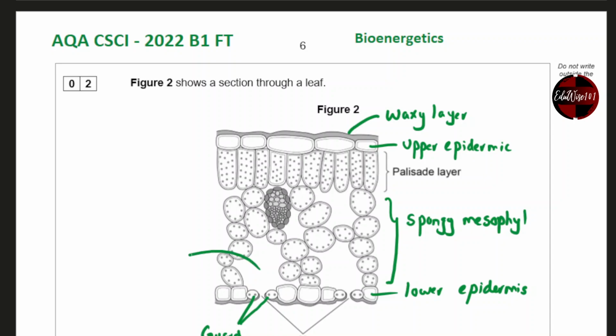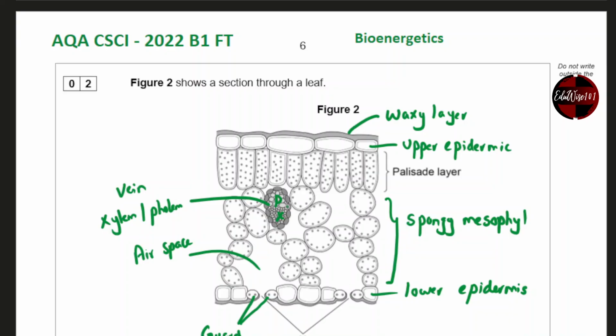So, and this is the air space, right? Empty space which is just filled with air. And this structure that you see is actually the vein which has the xylem and the phloem, and the small tubes is actually the xylem, and that's the phloem on the outside.